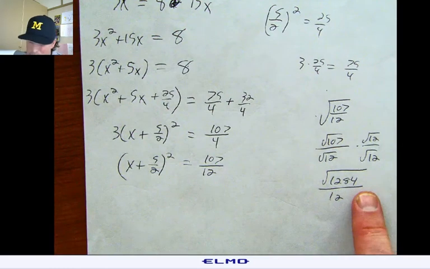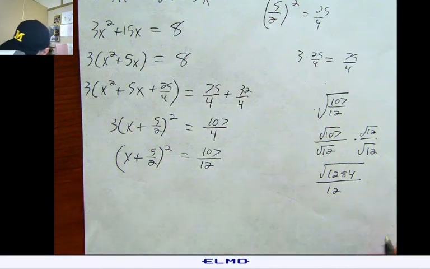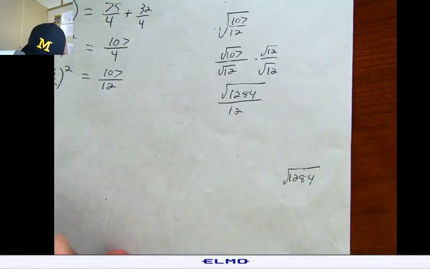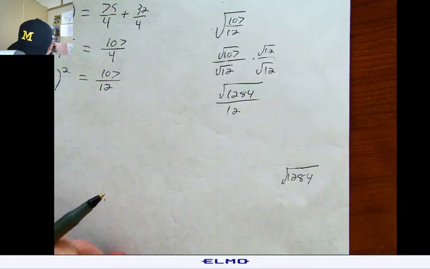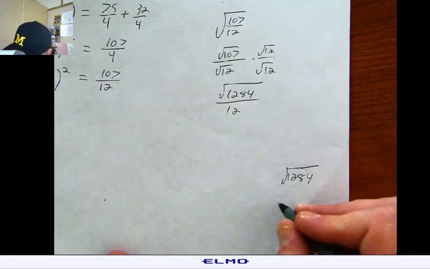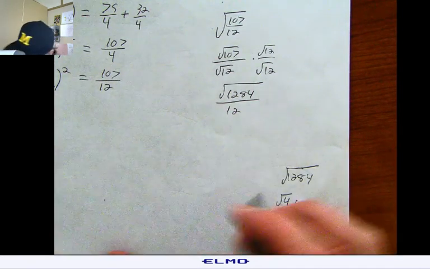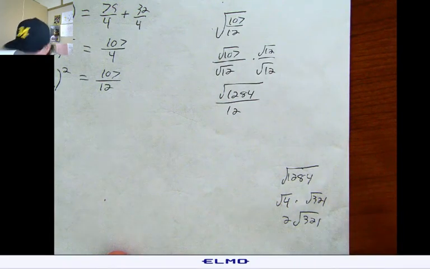I got a feeling this 1284 can be simplified further. I know that, so let's do a little more side work. Square root 1284. Let's see, if I divide that by 4, it divides 321. 321 I think is clean, unless I can divide that. Nope. So it's just 4. So square root 4. 1284 divided by 4 was root 321. So this becomes 2 root 321.